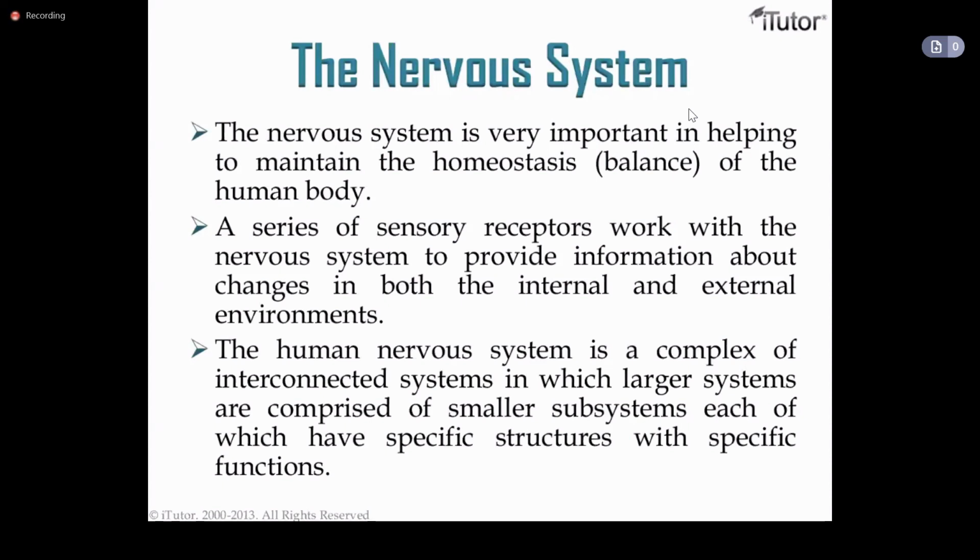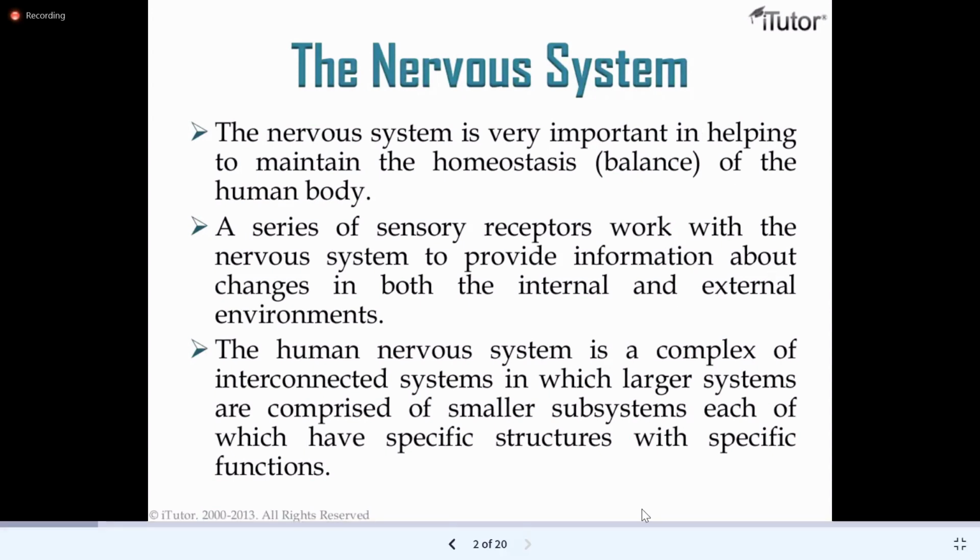The human nervous system is a complex one. It is an interconnected system, a larger system comprised of smaller subsystems, each of which has specific structures with specific functions. Every individual neuron has individual functions, which we will identify.